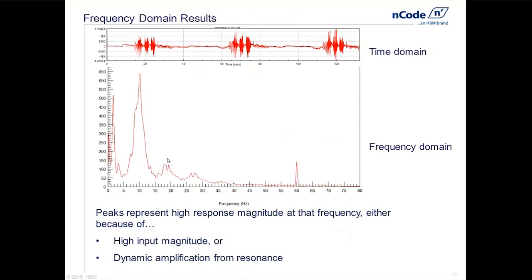We could have an external force that is exerting force on our structure at a particular frequency, or it might be that our structure has a resonance at that frequency. So don't automatically assume that a peak means resonance when looking at a PSD. It's going to be very difficult to tell the difference. In this particular plot, the highest peak is right around 10 Hertz. We would call that the dominant frequency.